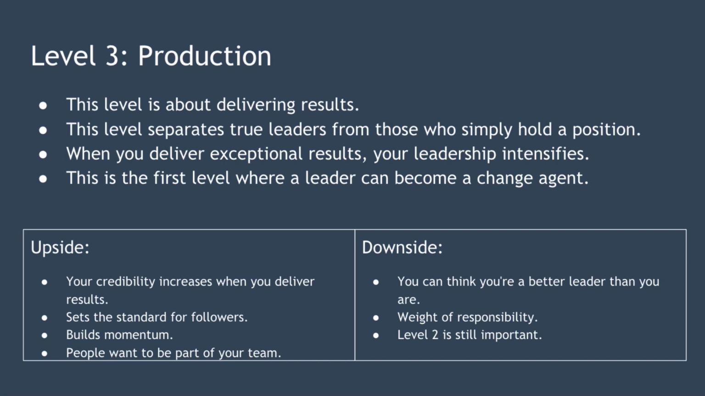When you deliver exceptional results, your leadership intensifies. And it's on level 3 that influencing others can become fun. This is the first level where a leader can become a change agent. You know, they can tackle thorny issues or big projects and take their followers to the next level. Now, if you have a history of achieving results combined with excellent relationships, that's going to enable you to move your team forward towards the organization's big vision.